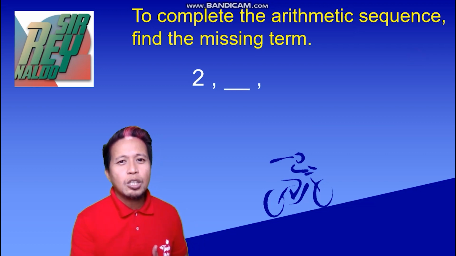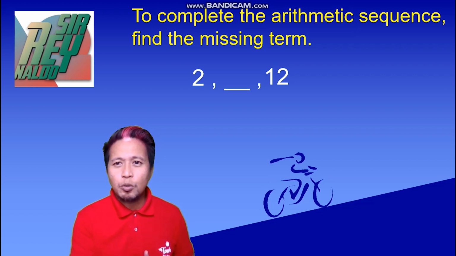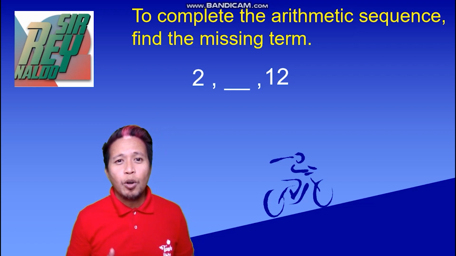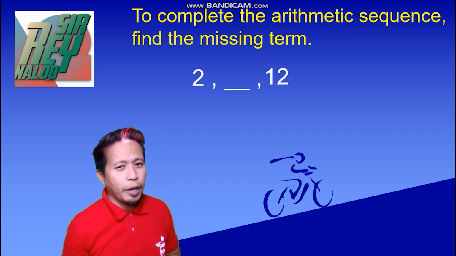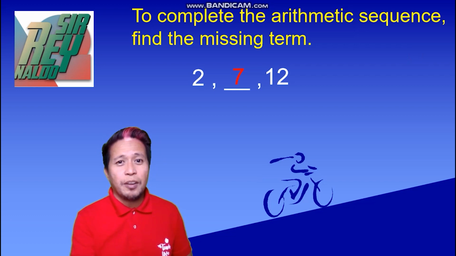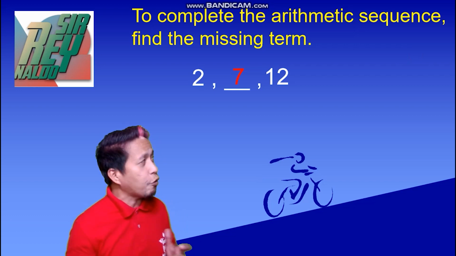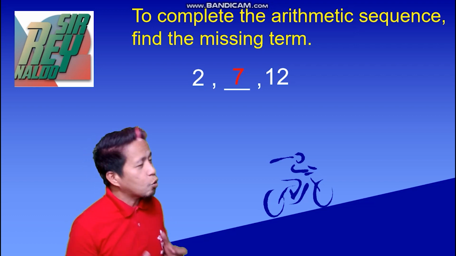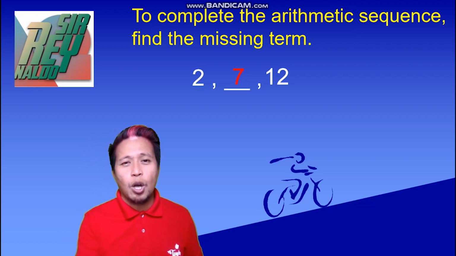Okay, let's say 2 space 12 or 2 blank 12. So, what do you think will be the middle term to complete the sequence? So, we are to find the missing term of 2 and 12. So what will be the missing term? So, that is 7 because 7 minus 2 is equal to 5. And 12 minus 7 is also equal to 5 to make a common difference of 5.